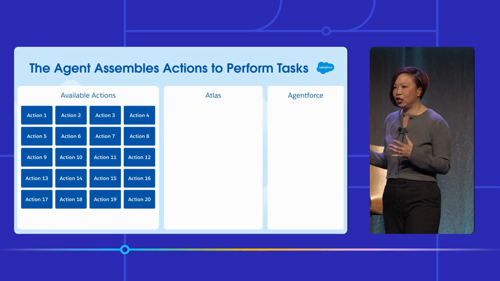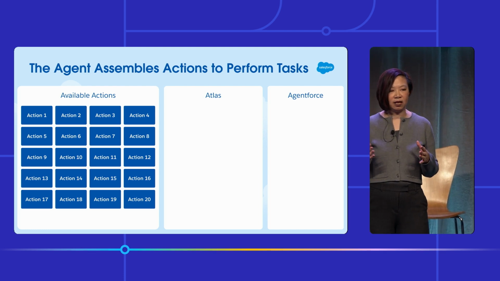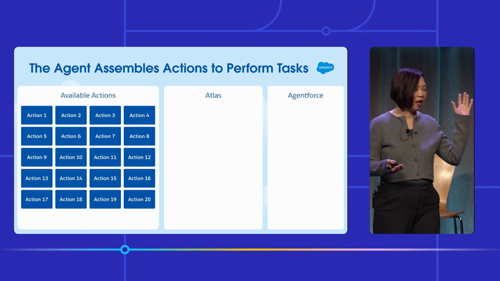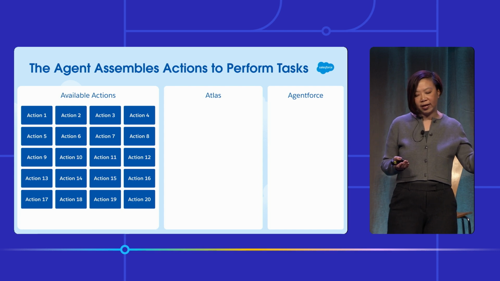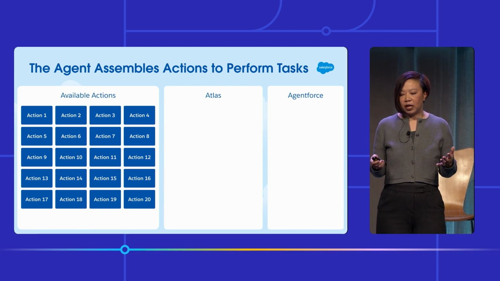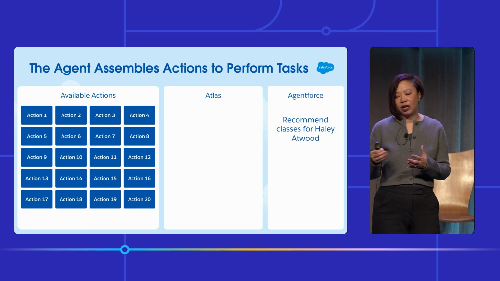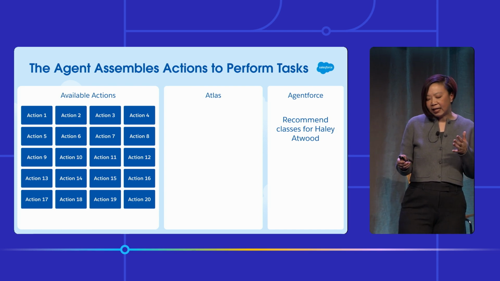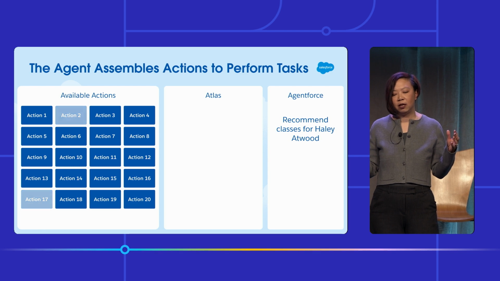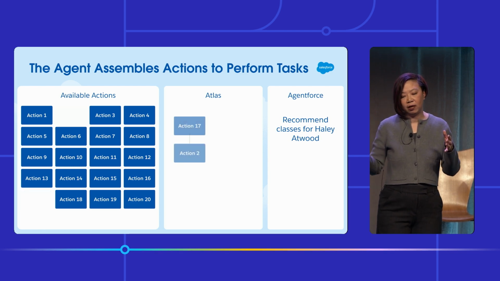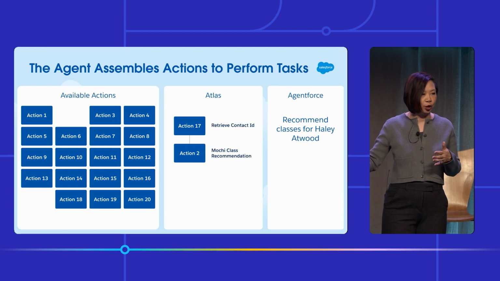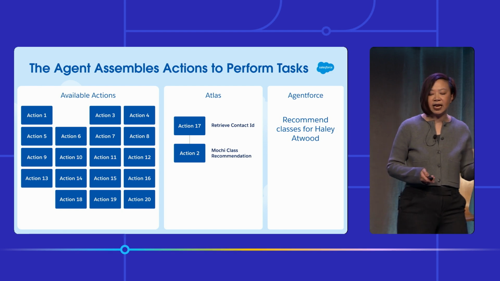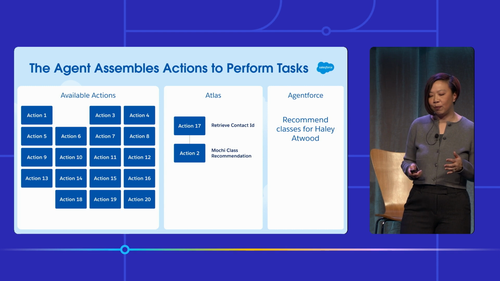So the way that an agent works in Agentforce is it has available to it a library of actions. And in this case, we have the ability to access 1 to 20 actions. So when you're in the agent and you're providing a user utterance, in this case, recommend classes for Haley Atwood, the Atlas reasoning engine determines what actions from the available library that it needs to take in order to respond to that utterance.